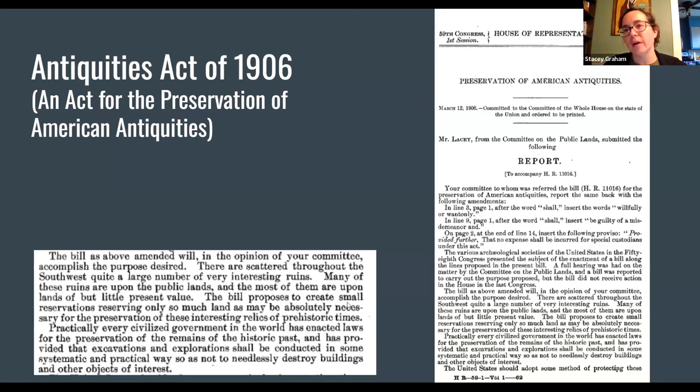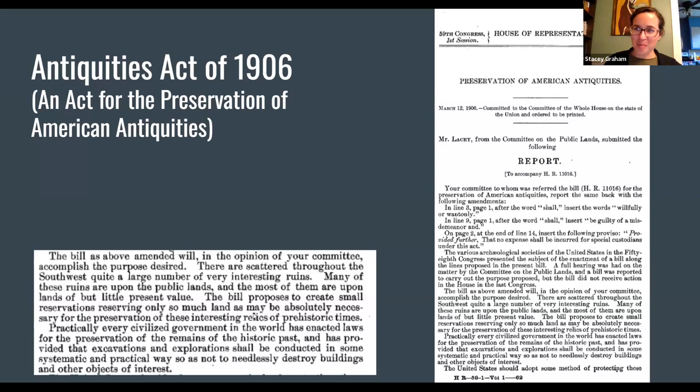So this is just two of these paragraphs from part of the conversation about this bill in Congress, and I'm just going to read it. The bill, as amended, will, in the opinion of your committee, accomplish the purpose desired. There are, scattered throughout the Southwest, quite a large number of very interesting ruins. Many of these ruins are upon the public lands, and most of them are upon lands of but little present value. The bill proposes to create small reservations, reserving only so much land as may be absolutely necessary for the preservation of these interesting relics of prehistoric times. Practically every civilized government in the world has enacted laws for the preservation of the remains of the historic past and has provided that excavations and explorations shall be conducted in some systematic and practical way so as not to needlessly destroy buildings and other objects of interest.